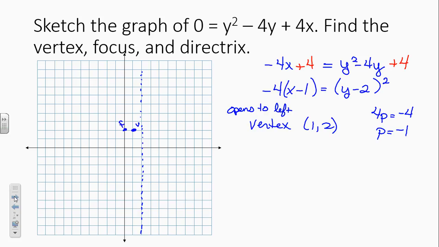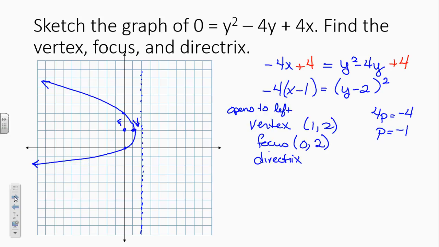You want to call it F, and V for vertex. Probably should use capital F and capital V. It's typically how we do it. And then we moved one step in, right? So from the focus, how wide do we make it? 2 up and 2 down, right? So we have the vertex, we have the focus, 0, 2, and we have the directrix, which is what? X equals 2.